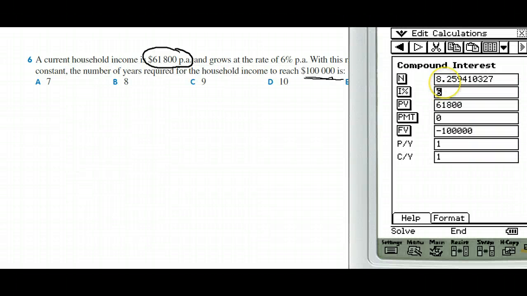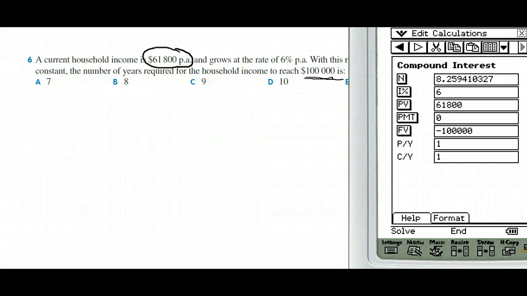If we put these values into the compound interest calculator, N we don't know, I is 6%, PV is 61,800, and the future value is negative 100,000. And we've got to make PY and CY both 1 because it doesn't say compounding periods other than yearly, so we'll just make it yearly. And then when we calculate N, we get this value here, 8.25 years.